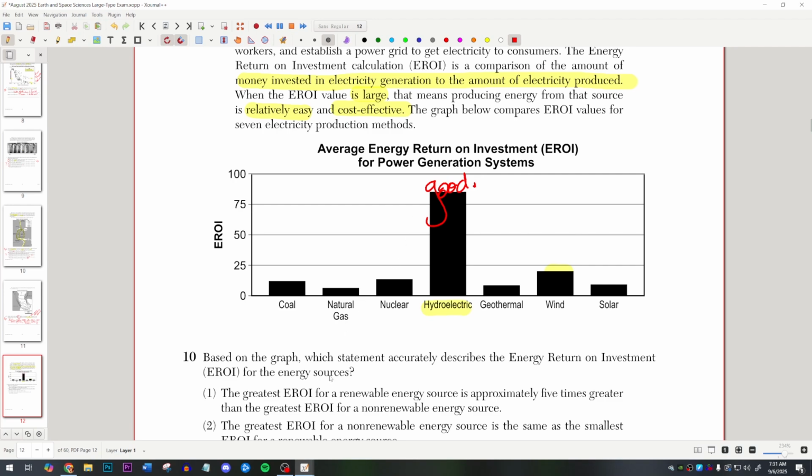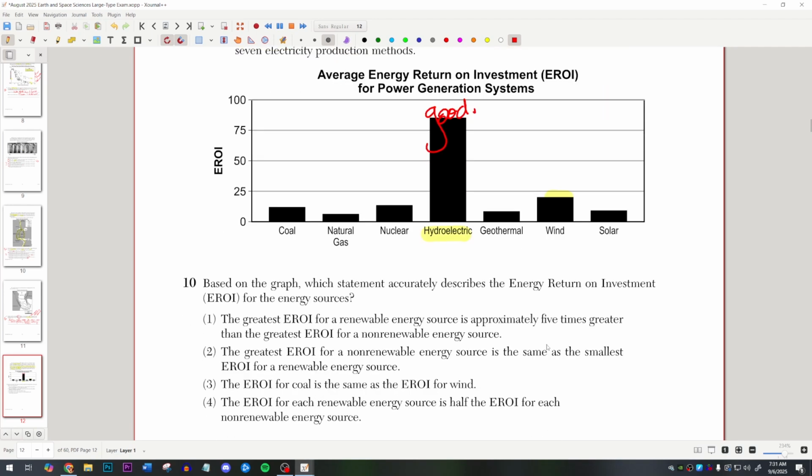Okay. Which statement accurately describes the return on investment for energy sources? The greatest return for a renewable energy source is approximately 5 times greater than... Okay, so now they're going to be asking for numbers, which is annoying. So we're going to have to get some numbers, but let's read through the choices. The greatest one for a non-renewable energy... Okay, now we need to determine which one's renewable and non-renewable. Let's just do that real quick.